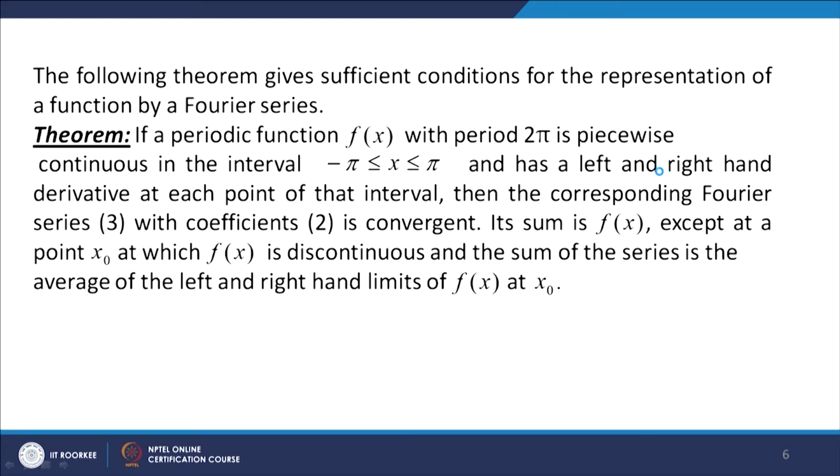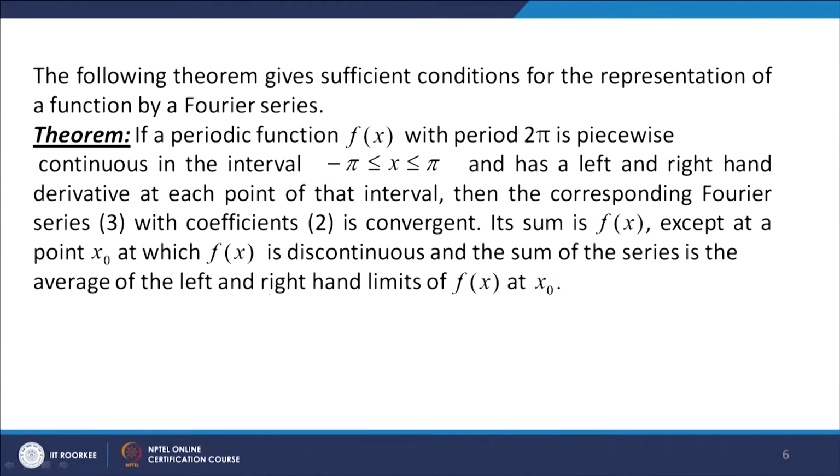So, the sum of the series will be f(x) at each point of continuity of f, and at a point of discontinuity its sum will be equal to the average of the left hand and right hand limits. So, at the point x_0, it is [f(x_0+) + f(x_0-)] divided by 2. These conditions are known as Dirichlet conditions, and almost every function f(x) of period 2 pi that we come across in applications can be represented by a Fourier series.